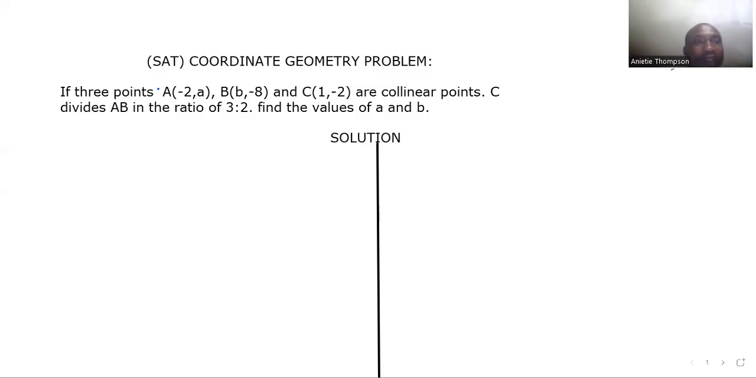In this problem, there are two key things that you have to really put into consideration. One, the meaning of collinear. Two, the formula that you use to solve this particular problem.